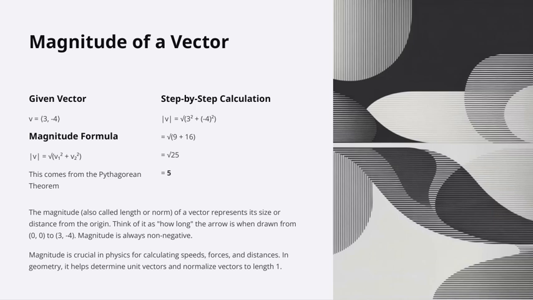It's important to remember that the magnitude, sometimes called the length or the norm, of a vector represents its size or how far it is from the origin. You can think of it as the length of the arrow when you draw it from (0, 0) to (3, -4). And importantly, the magnitude is always non-negative. It can't be negative because it's a measure of distance.